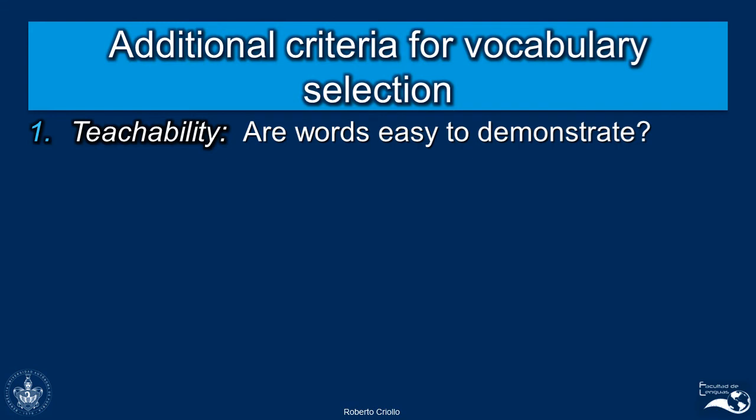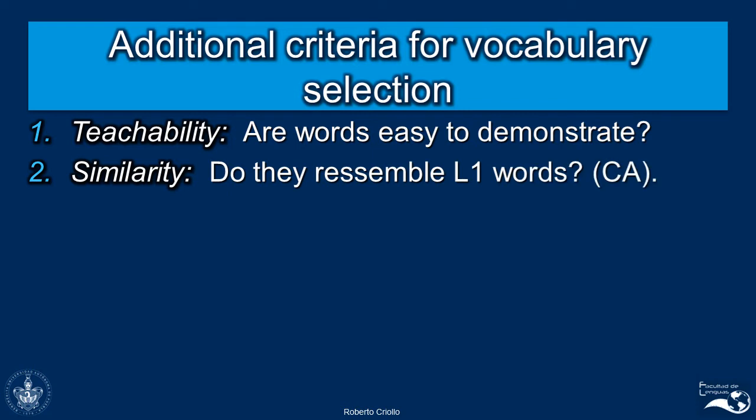This will be the case of words such as jump, or head, or hand, or walk, because they can be easily taught by demonstration. The second criterion is similarity. And in this case, the question is, do words resemble first language words? And you have to remember that in those days, there was also contrastive analysis.